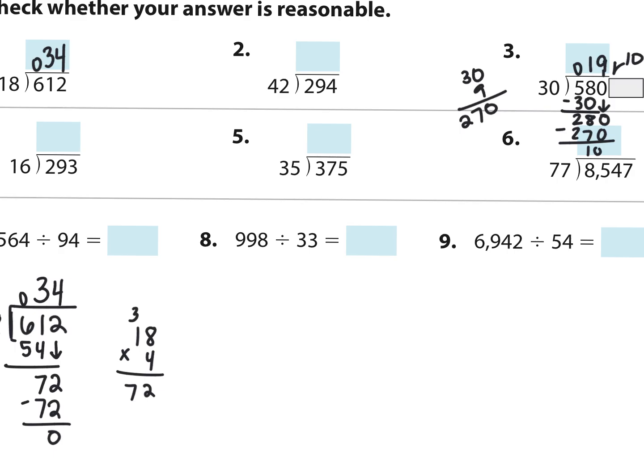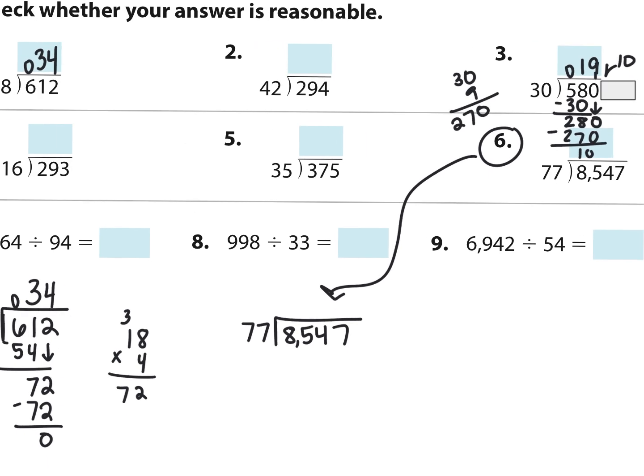Okay, let's do number 6 because it's a little bigger. I'm going to rewrite this one down at the bottom since I kind of went into it a second ago on number 3. I'm going to write it right down here. 77 is my divisor. 8, 5, 4, 7 is my dividend. I'm doing this down at the bottom so you can do how I am. Just draw a little arrow for number 6 and move it down towards the bottom.